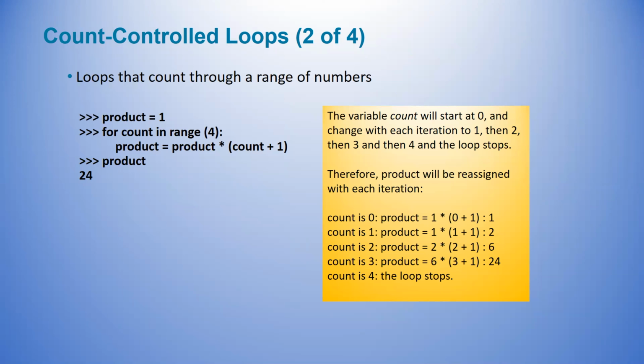Loops that count through a range of numbers. We discussed this already. And here, count plus 1. So when count is 0, count is 0 here. 0 plus 1, that gives you 1. And I explained that there, right? Product is 1. So look at this. I will let you look at this on your own because I already explained it.